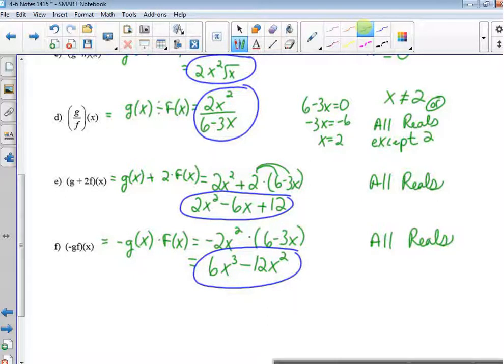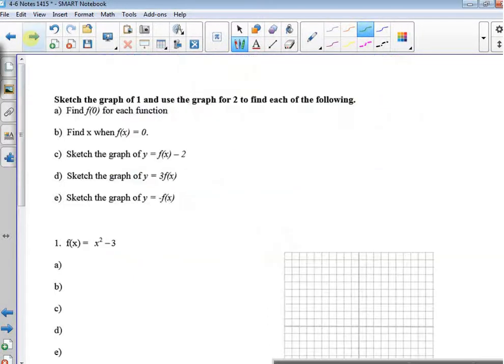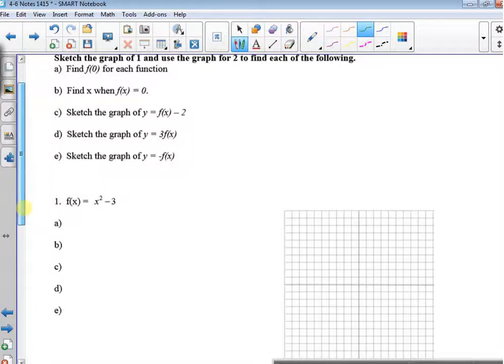Okay, the next page kind of talks about what happens if we transform these y coordinates. So it's kind of like the algebra of fractions. It just looks a little bit different. So the first example is f of x equals x squared minus 3. And we're going to find f of 0 for each function.